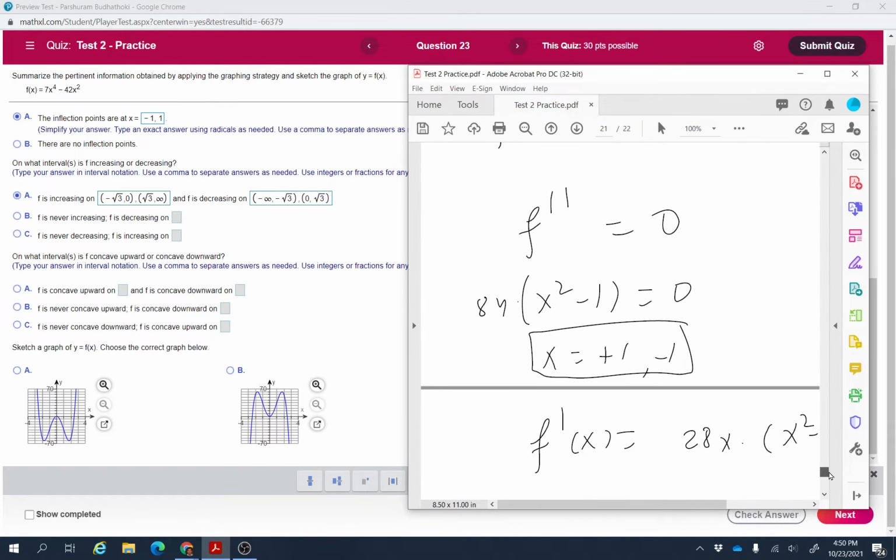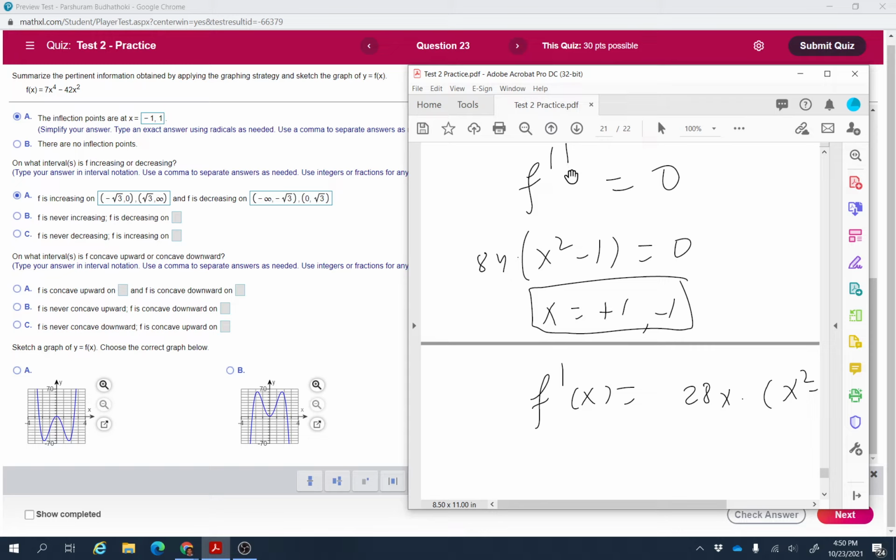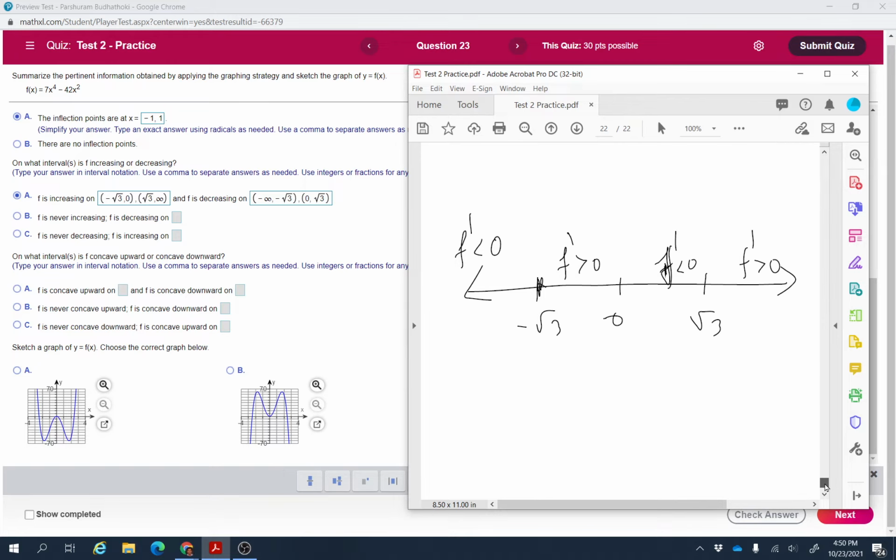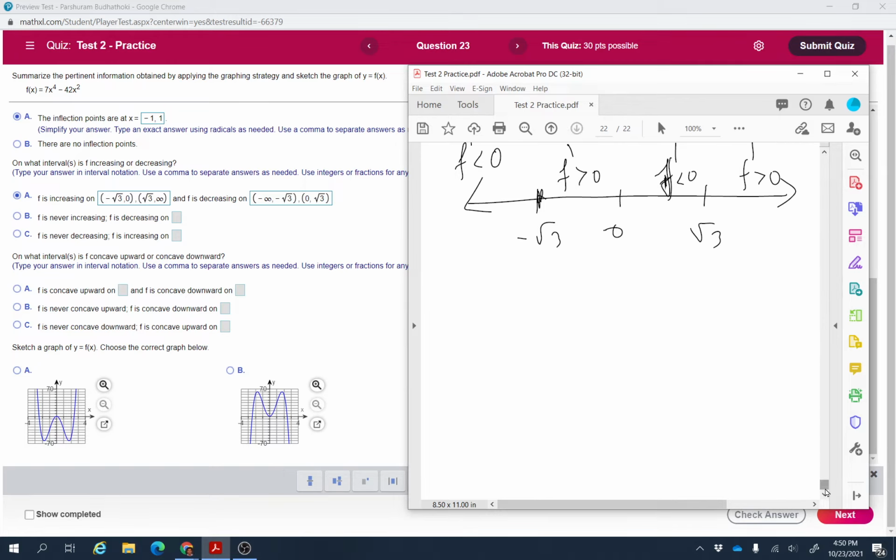So where is the second derivative 0? Here the second derivative would be 0 at +1 and -1. So we are going to check where this second derivative is positive or negative. So remember, second derivative is 0 at +1 and -1. We need to check on this interval, on this interval, and on this interval.